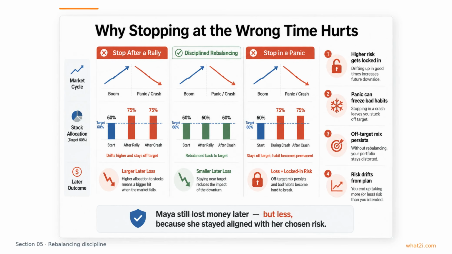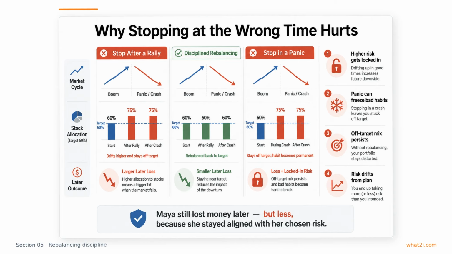Abandoning a rebalancing plan often feels most tempting at exactly the wrong times. After a rally, stopping the process can leave the investor locked into a higher risk portfolio than intended. During a panic, stopping can turn fear into a permanent habit of avoiding needed adjustments. In both cases, the portfolio may remain off target for a long time, and the investor's true risk exposure drifts away from the original plan. Discipline does not prevent losses in bad markets, but it can keep those losses more consistent with the investor's chosen risk level. That is why the hardest moments are often the most important moments to stay systematic.